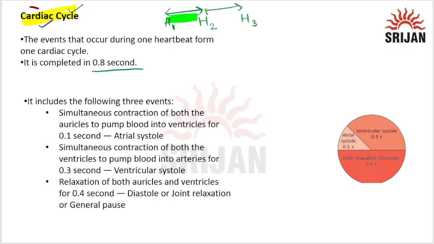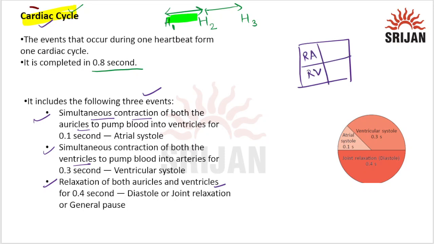The events which occur during this timing are the events of the cardiac cycle. There are three events of the cardiac cycle. The very first is simultaneous contraction of auricles. The second is simultaneous contraction of ventricles. The third is relaxation of both auricles and ventricles. Here we are talking about the heart chambers: right auricle, right ventricle, left auricle and left ventricle.